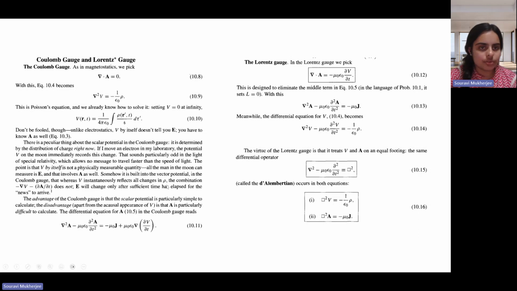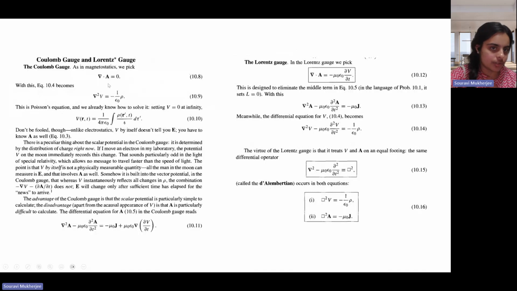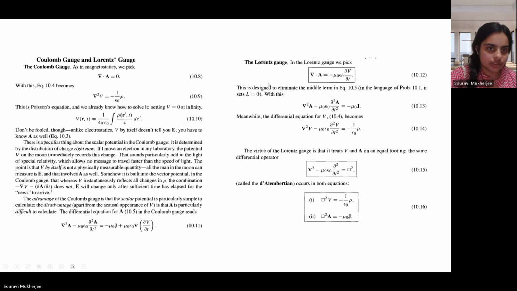Now we'll talk about two very important gauges, which make things simpler for us, and that is what is useful, right? So we'll talk about the Coulomb gauge and we'll also talk about the Lorentz gauge. So in Coulomb gauge, you can choose your vector potential such that the divergence of A is equal to 0. So if you do that, what do you get from this equation? If you look at this equation and put the divergence of A to be 0, then you get back Poisson's equation, right? So that's what you get here.